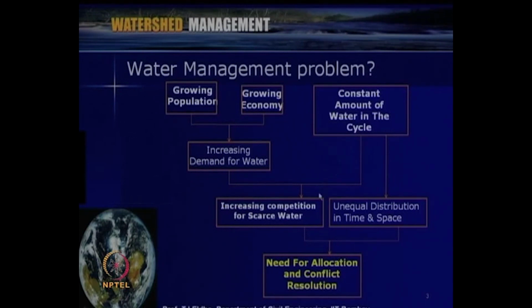there is increasing competition for the scarce water which is available. So, as we discussed, there is unequal distribution in time and space. As far as rainfall is concerned, generally rain will be available for about 4 to 5 months, and as far as space is concerned, from one location to another location, drastic variation is there. So, due to all these reasons, there will always be conflicts as far as water use is concerned within a watershed or within a river basin scale.